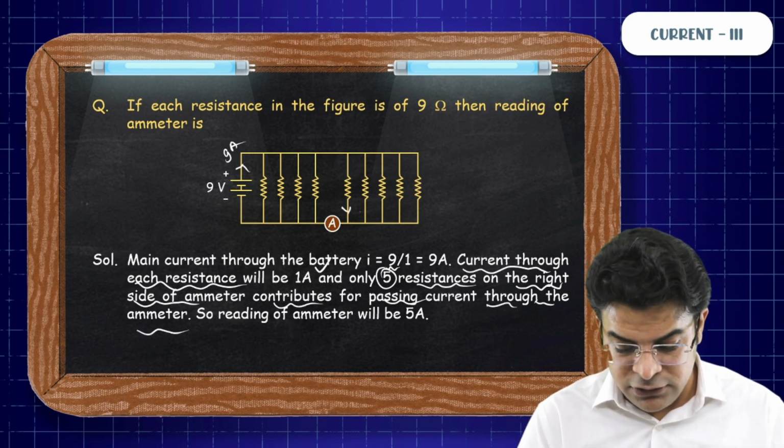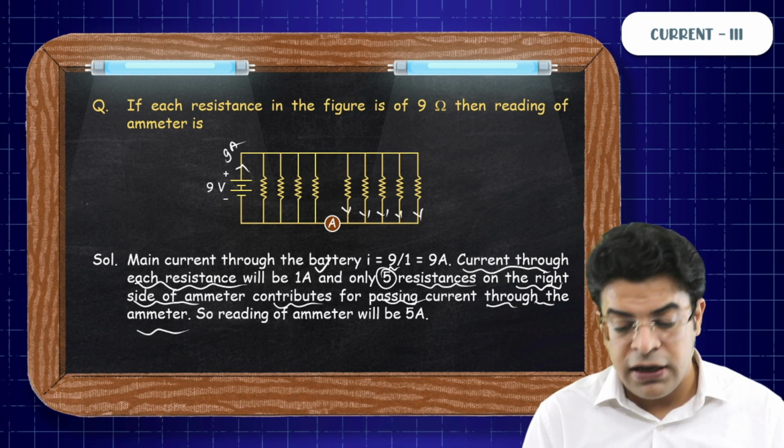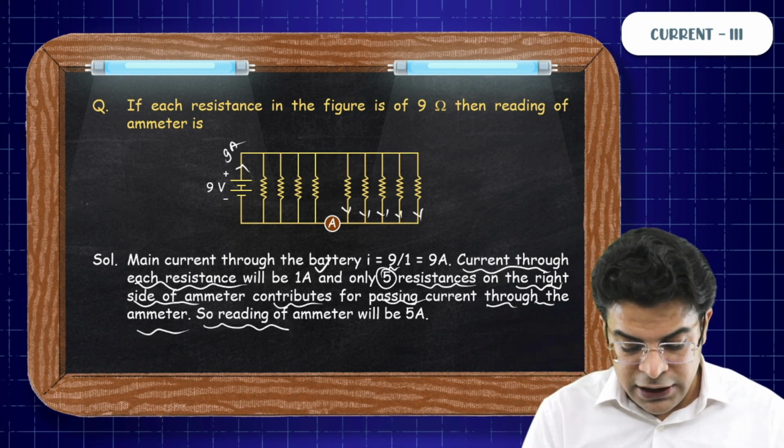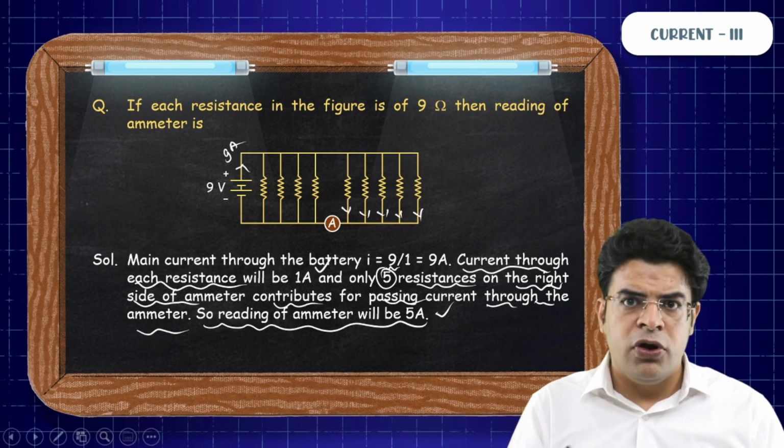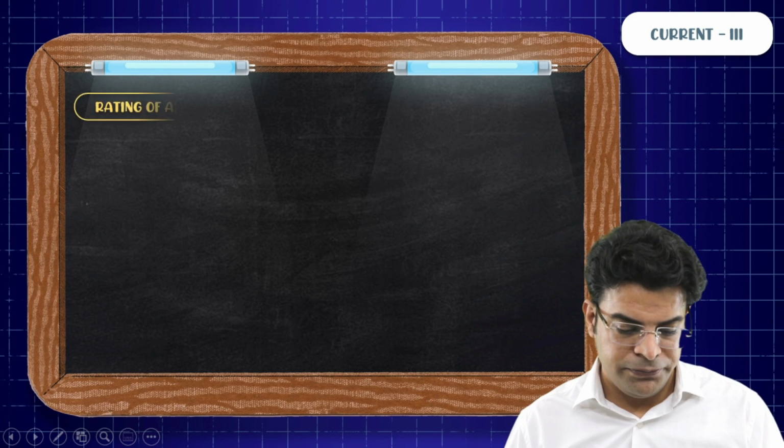So only these 5 contribute to the current flowing through the ammeter. So the reading of the ammeter will be 5 ampere. Simple question. Let's move on and understand more about power.